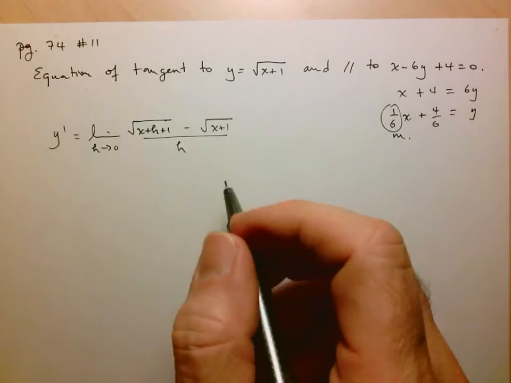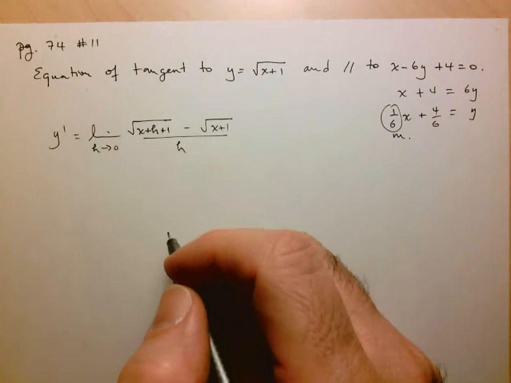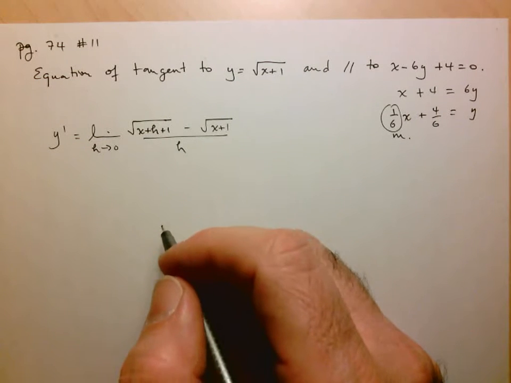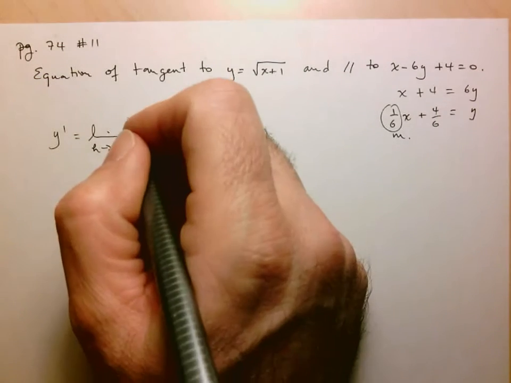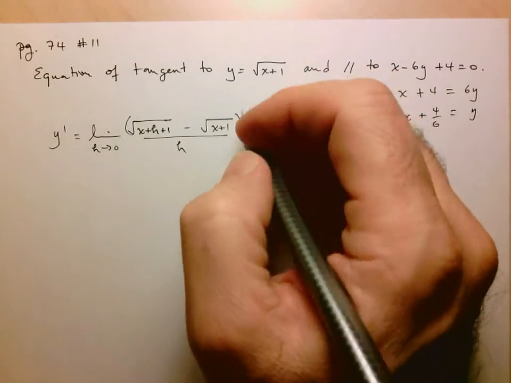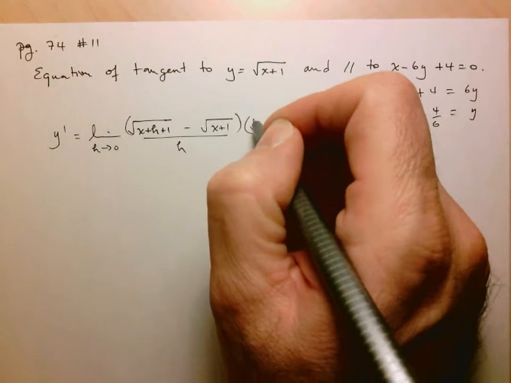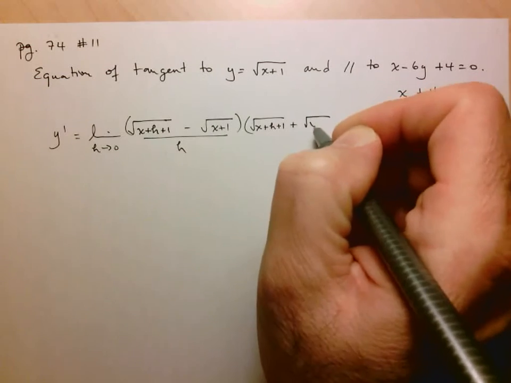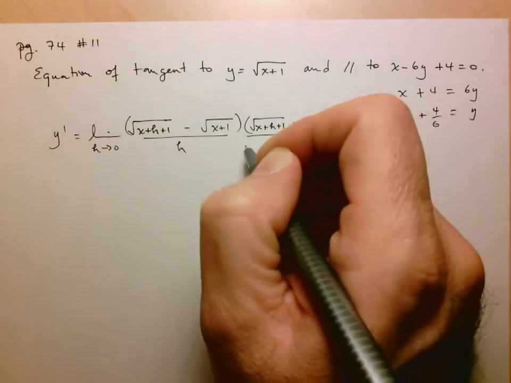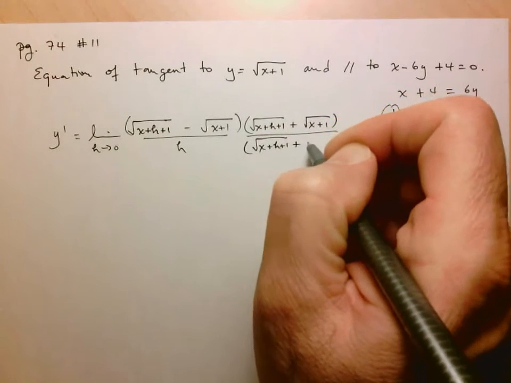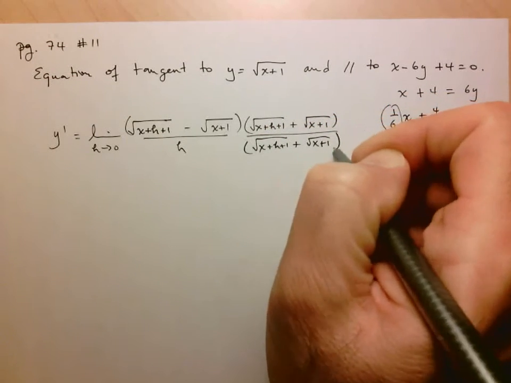As usual, anytime we've got one of these binomials with square roots, it makes sense to rationalize the numerator in order to do some algebra and hopefully reduce the h in the denominator. So I'm going to multiply both top and bottom by the conjugate: root of x plus h plus 1 plus root of x plus 1, and the same thing in the denominator.